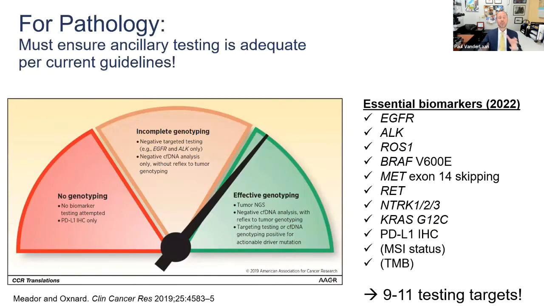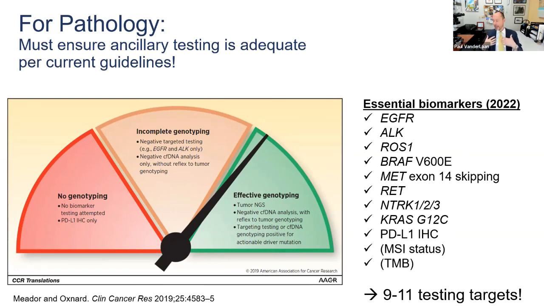And so, in contrast to the 2018 CAP guidelines, where they say the only three you have to test are EGFR, ALK, and ROS1, at this point in time, the NCCN guidelines recommend testing for at least 9 targets: BRAF, MET exon 14 skipping mutations, RET, NTRK fusions, HER2, KRAS G12C, as well as PD-L1 status by immunohistochemistry. And then if you also include the pan-tumor biomarkers, including MSI status and tumor mutation burden, there really are up to 11 targets that need to be assayed.